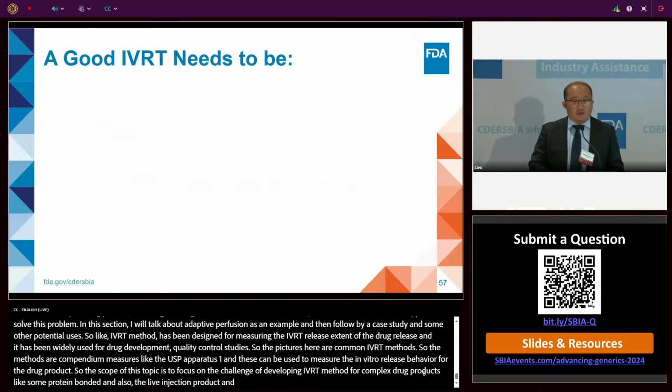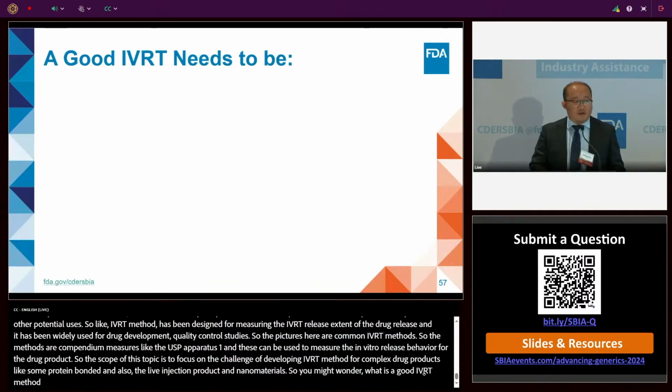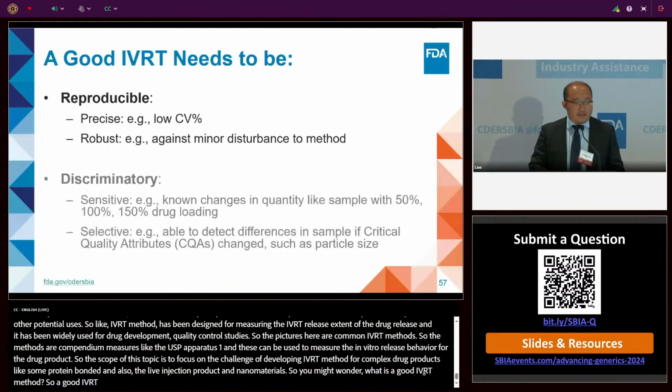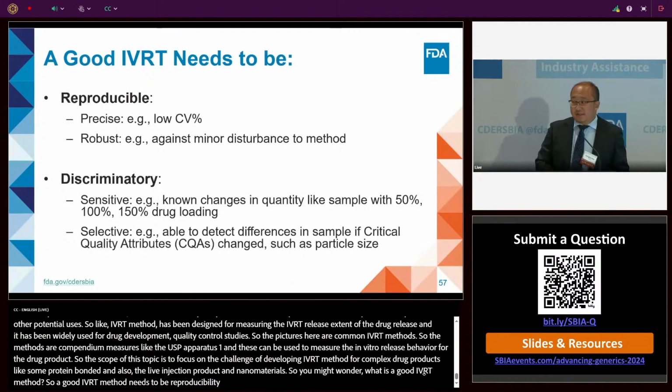So you might be wondering what kind of IVRT method is considered good. A good IVRT method needs to be reproducible, which includes being precise and robust, and it also needs to be discriminatory, which includes sensitivity and selectivity.